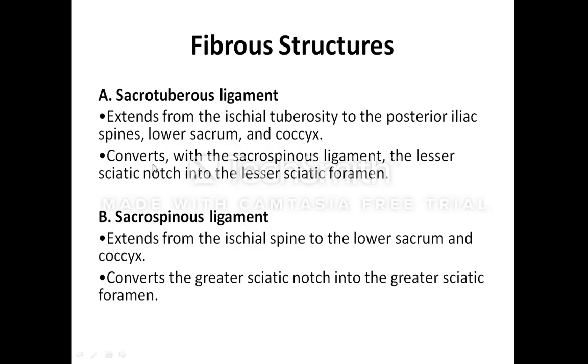It converts the lesser sciatic notch into the lesser sciatic foramen. The sacrospinous ligament extends from the ischial spine to the lower sacrum and coccyx. It converts the greater sciatic notch into the greater sciatic foramen.